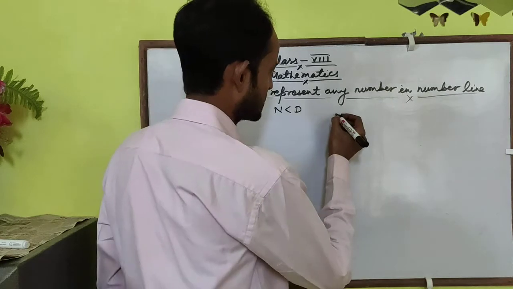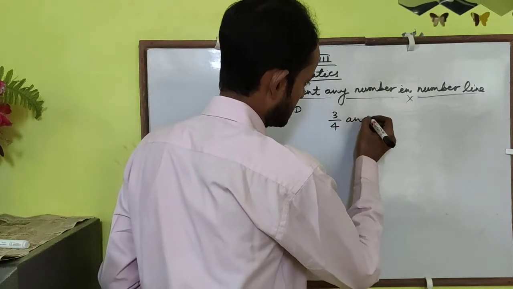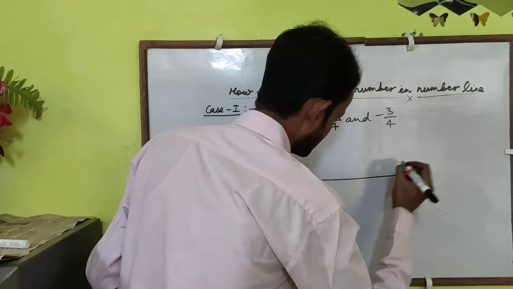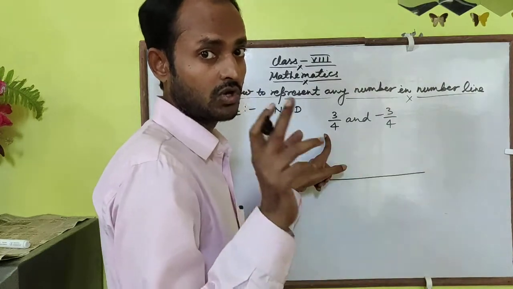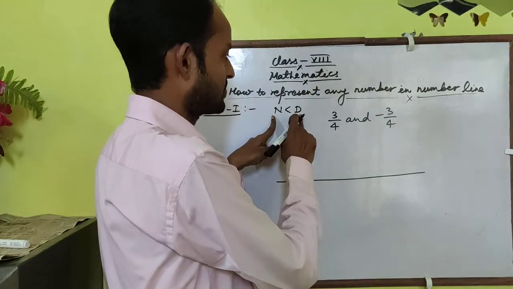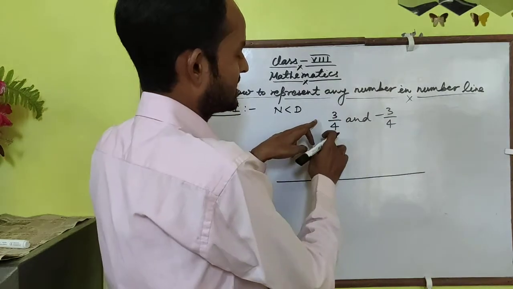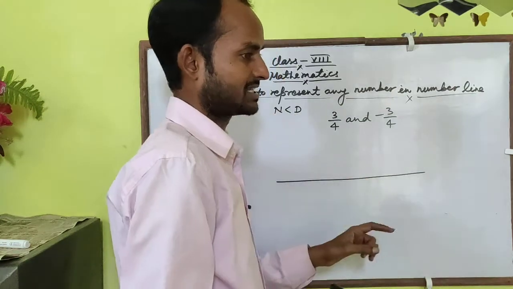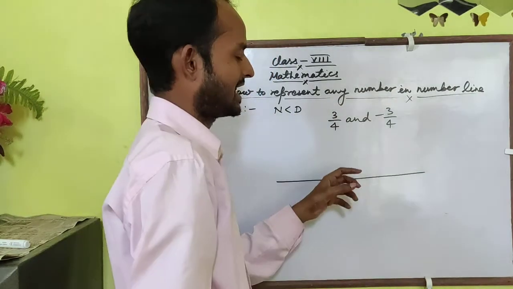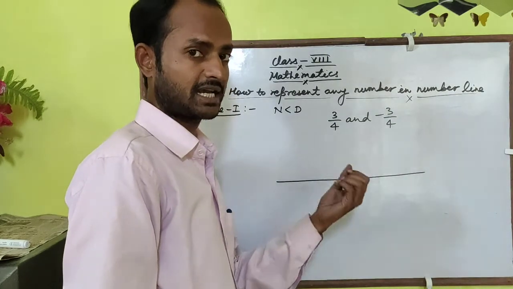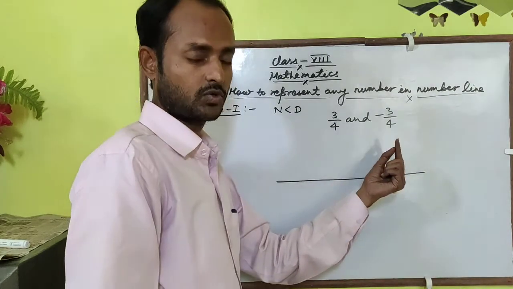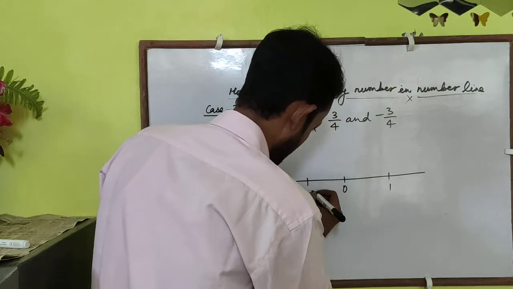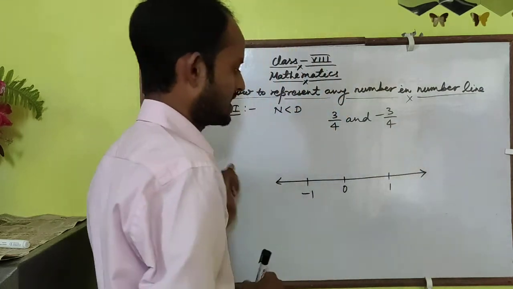Suppose we have to represent 3 by 4 and minus 3 by 4 on the number line. Consider a number line. It is always between 0 and 1 because the numerator is less than the denominator. The actual number does not matter: if the numerator is less than the denominator, the fraction always lies on the number line between 0 and 1. If you take the negative, it always lies between 0 and minus 1. This is 0, this is 1, this is minus 1, this is negative infinity, and this is positive infinity.